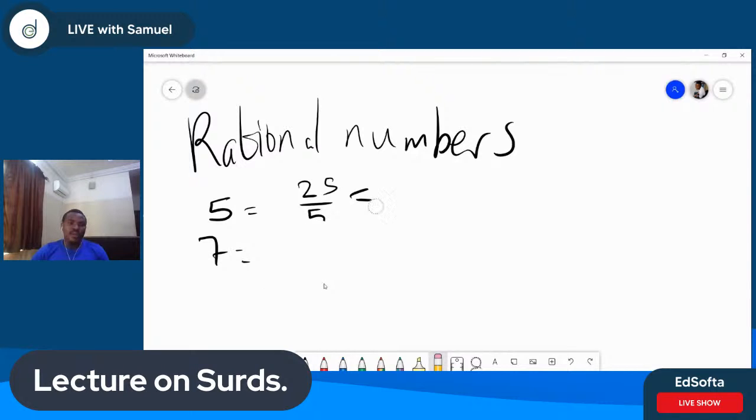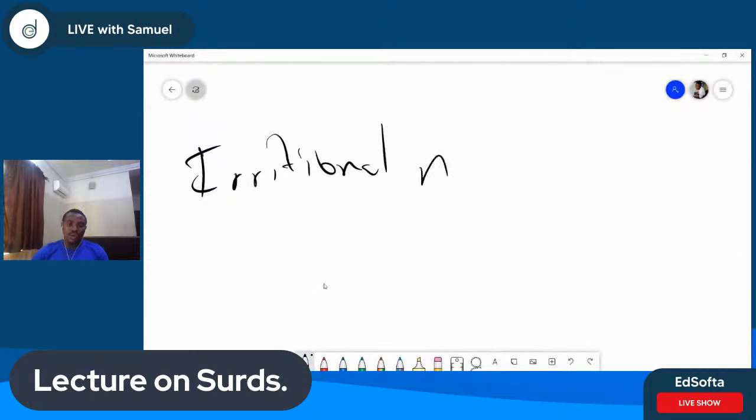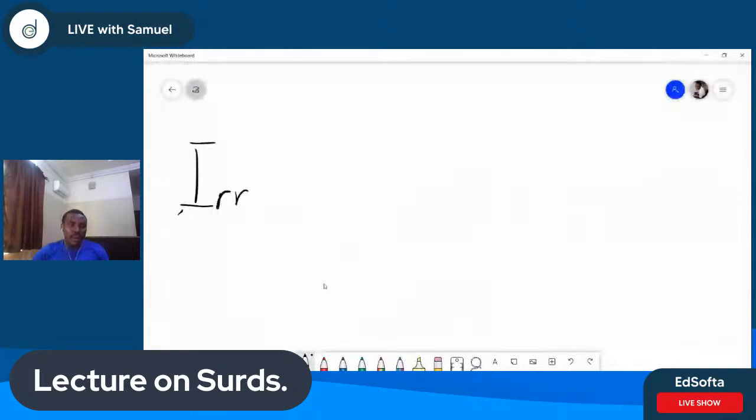But now we also have what we call irrational numbers. These irrational numbers are numbers that cannot be represented by ratios. And that's what we have as the surds. There are other irrational numbers that are not surds.